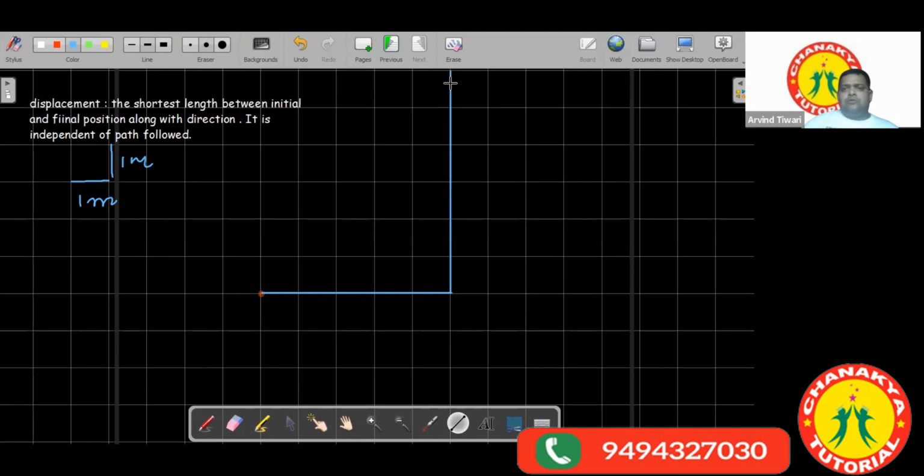Can you tell me the distance and displacement? You have the starting point O, the final point A. Along the horizontal, it is traveling 5 boxes, so this is 5 meters. Here you are traveling 6 boxes, so this is 6 meters. You need to tell me what will be the distance and displacement.